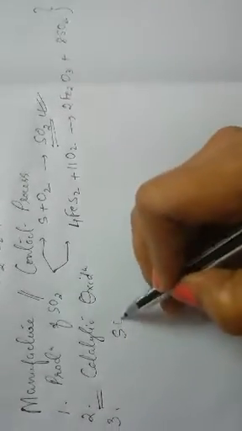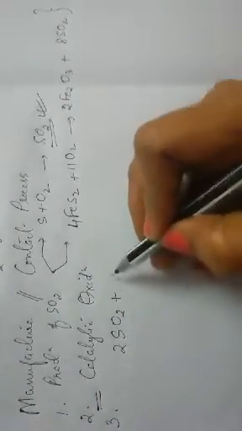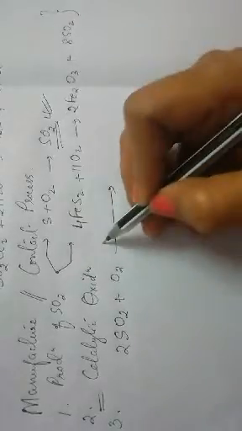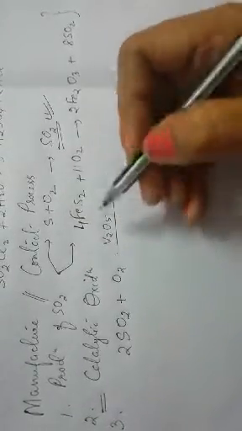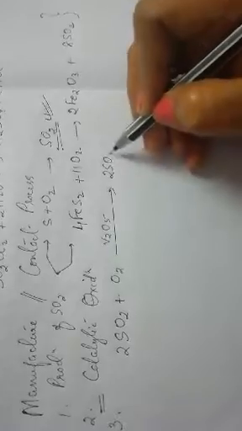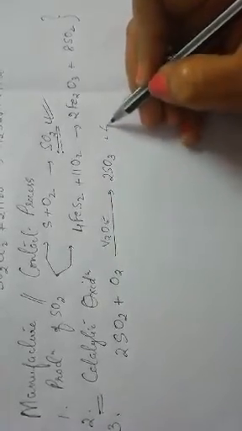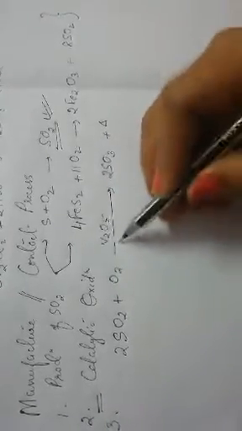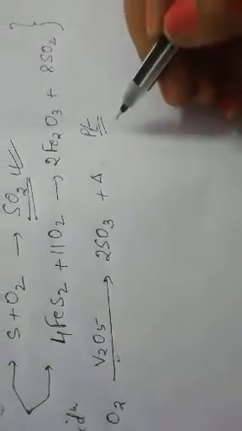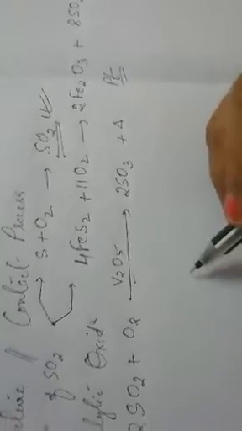In this step, sulfur dioxide is burnt in air or oxygen in the presence of a catalyst vanadium pentoxide to get oxidized to sulfur trioxide. Now instead of vanadium pentoxide, you can also use platinum, but it is very expensive. That is why you use vanadium pentoxide.